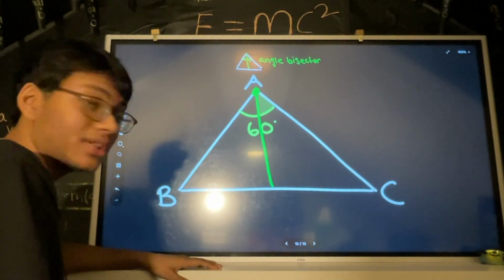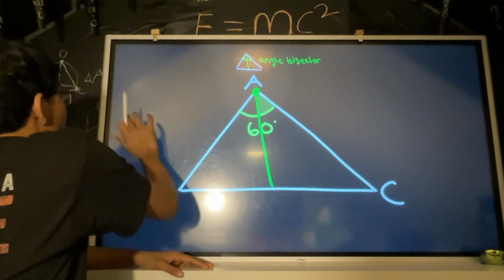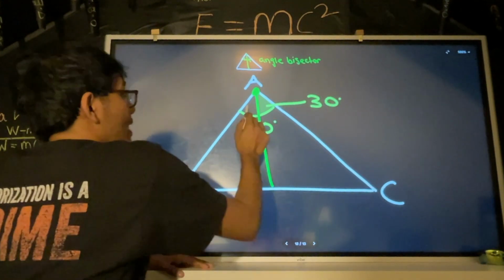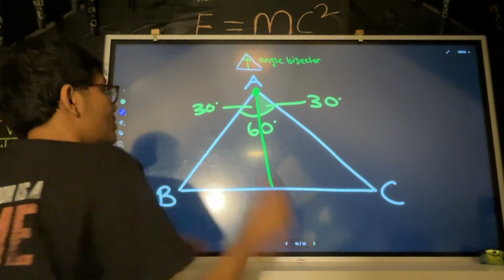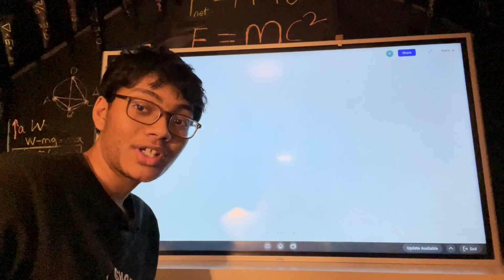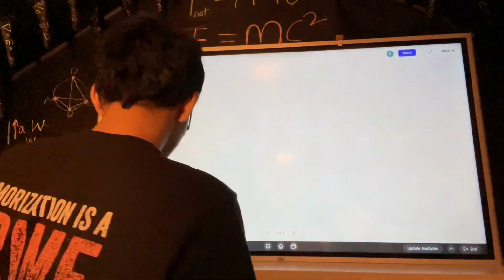Well, to answer that question, just remember the angle bisector cuts angle A in half. So this remaining angle would just be 30 degrees. And this one would be 30 degrees. And so they add up to 60 degrees. That's why the angle bisector is useful. Now let's check out an example of one of the four special segments in a triangle.